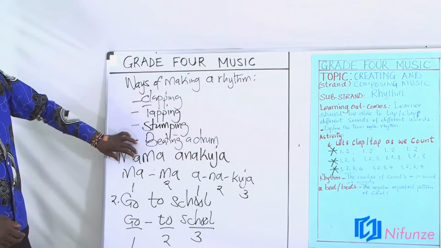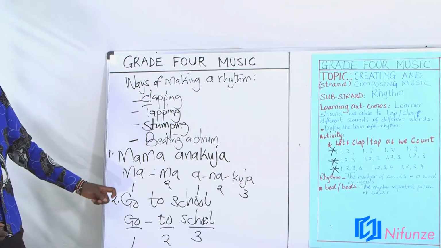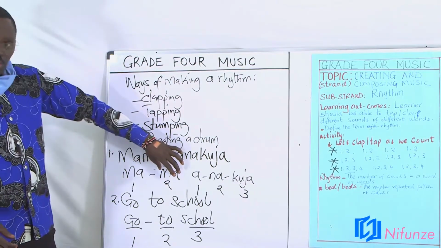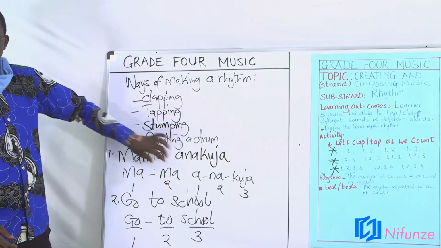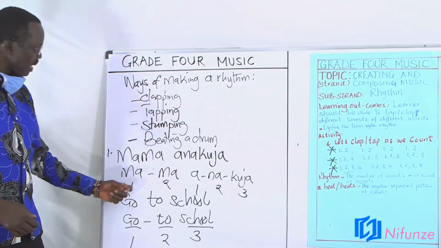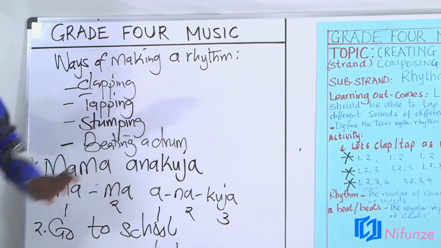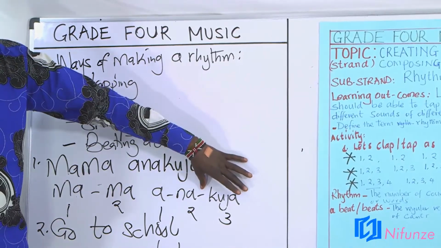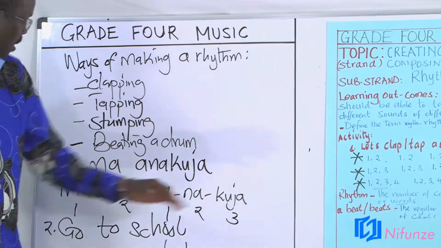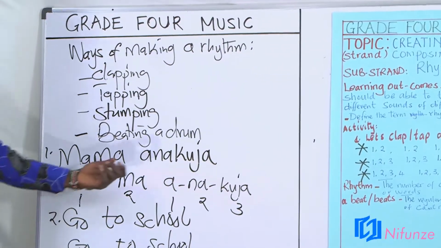These ones, ma, make a rhythm. Another short one is ma, ma, ma. These are short words, but they make a rhythm. A is short, na is short, kuja is long. That's what we mean by short words and long words.